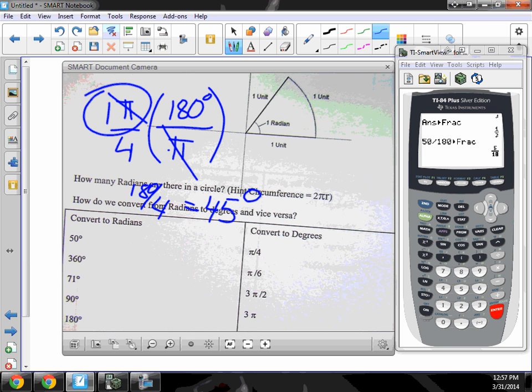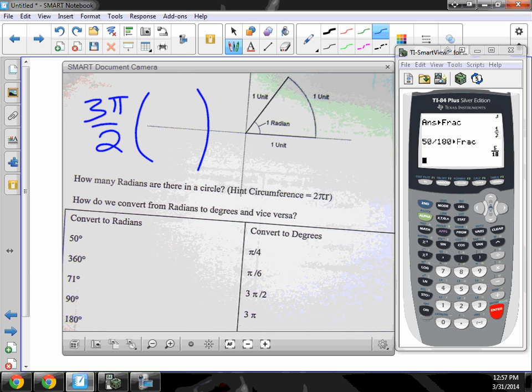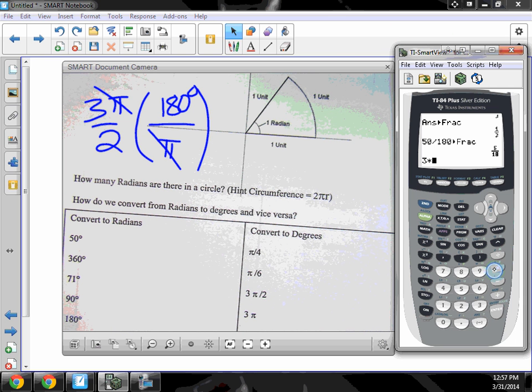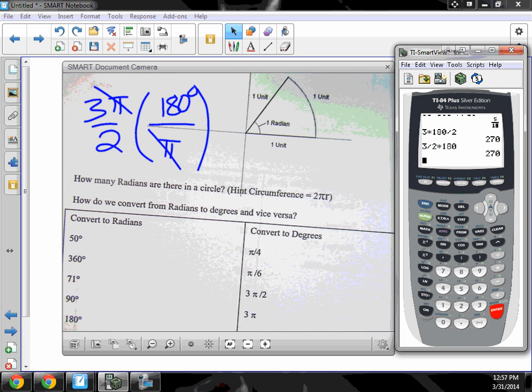Okay, go down to the third one, 3 pi over 2. Remember, I want to get rid of pi. So pi goes on bottom, 180 goes on top. Pi cancels pi, and I'm left with, is it 3 times 180 over 2, or is it 3 halves times 180? Well, let's try it. 3 times 180 divided by 2, that's going to give us 270. What about 3 halves times 180? Doesn't matter. Because multiplication and division commute. So you really can't screw it up. As long as you have everything on top and everything on bottom, you can't mess it up.